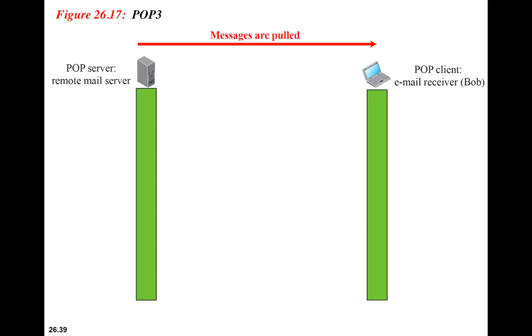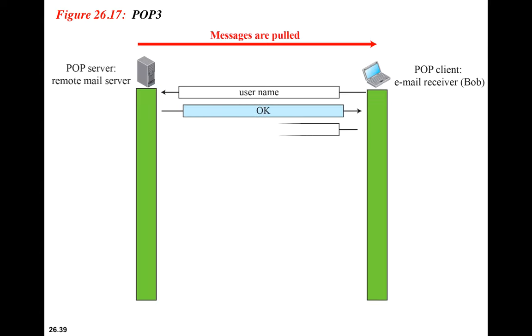Now we will look at how the messages are pulled using POP3. The POP protocol is a very simple protocol, post office protocol it's called, and it is used for retrieving the messages. So the POP client, in this case we have Bob. Now Bob has sent his username, which was fine, then a password, which was fine again. So we have an authentication of the information.